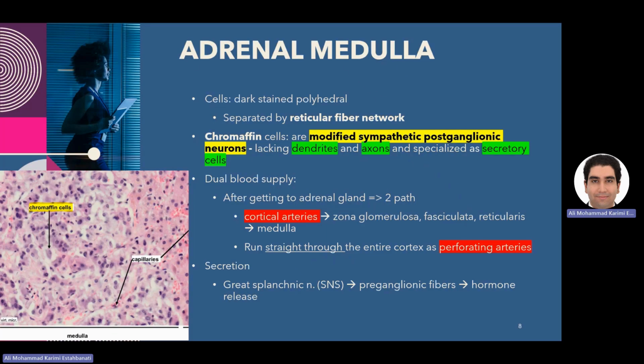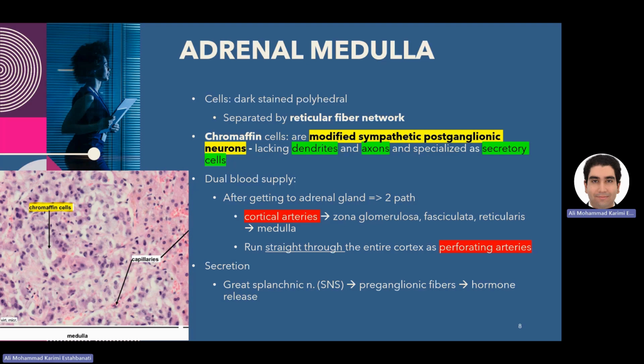Now, adrenal medulla. We already talked about what the adrenal medulla has. We said that it has chromaffin cells, darkly stained cells, separated by reticular fibers. What you need to remember is that we call them chromaffin cells, but they're not actually cells. They're modified sympathetic postganglionic neurons. You need to mention this name. I know it's long, but this is a key point to know the difference between chromaffin cells and other cells. They're neurons, but they lack axons and dendrites, and they're only secreting cells.